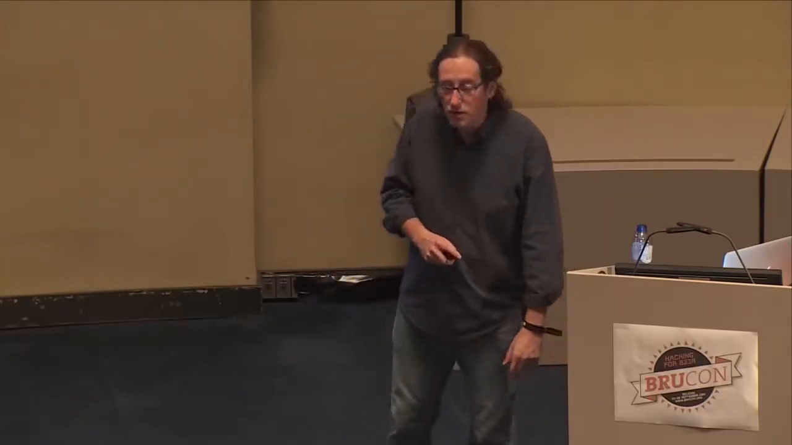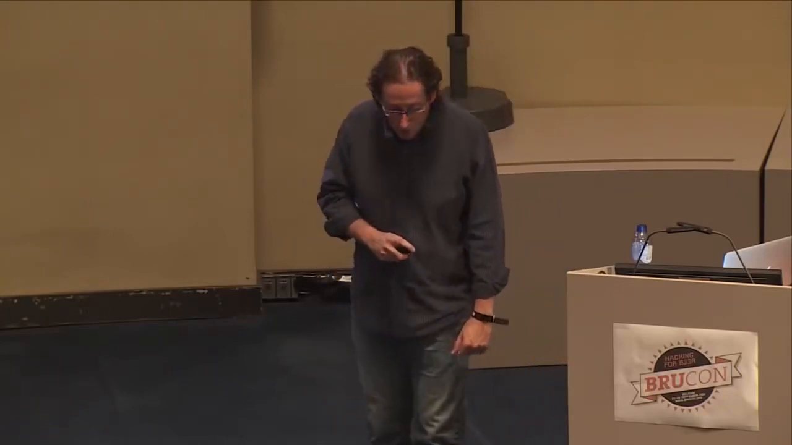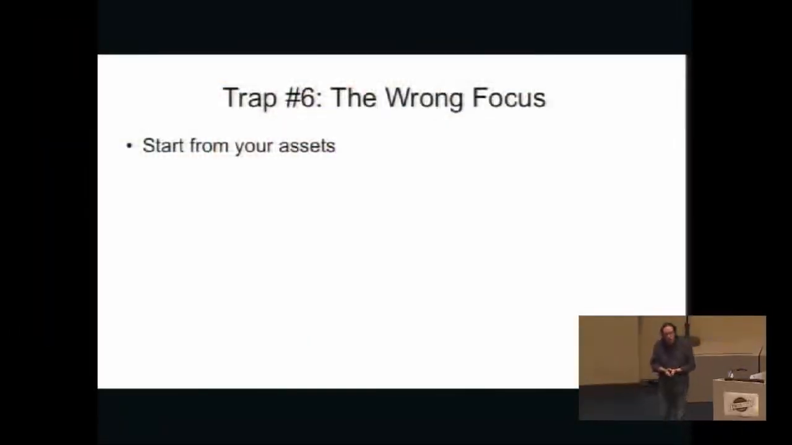And the first focus that I think is wrong, and I'll explain why, is to start from assets. And starting from assets seems so logical that it's hard to argue with. If you don't have any assets, why would you be threat modeling? If you don't have anything to protect, why go through this exercise, right? Seems logical. The reason that starting from assets is a trap is twofold. The first is the question of what is an asset.